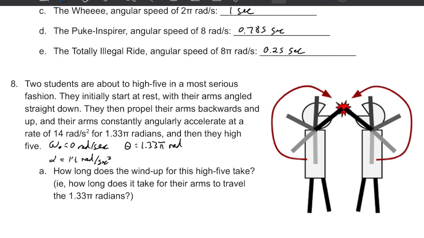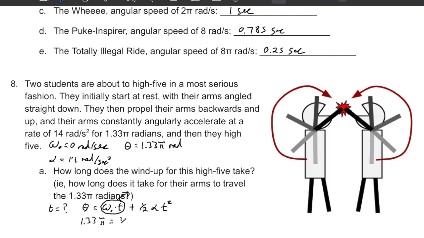How long does the wind up for this high five take? Well, that's asking about time. Okay, well, that's kinematics. Well, we know that angular displacement is equal to initial angular velocity times time, plus 1/2 alpha t squared. Initial angular velocity is 0, so that times time is still 0, so I'm just going to give it a big circle and an arrow out of the equation.